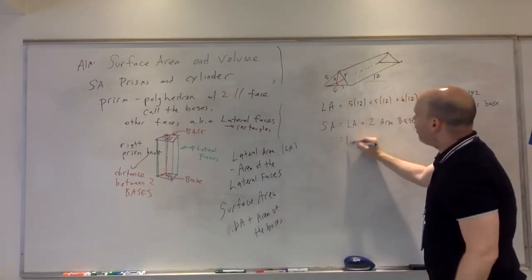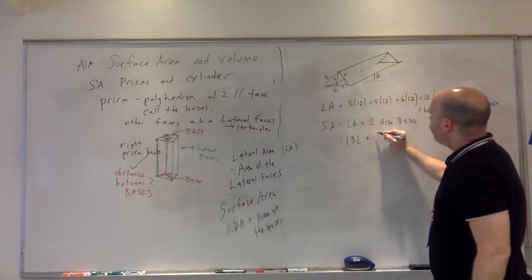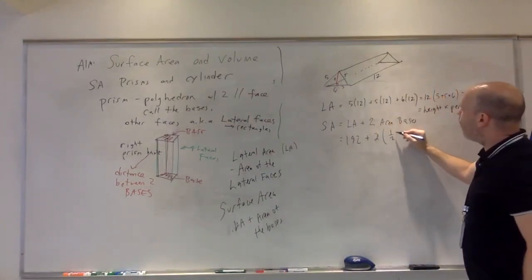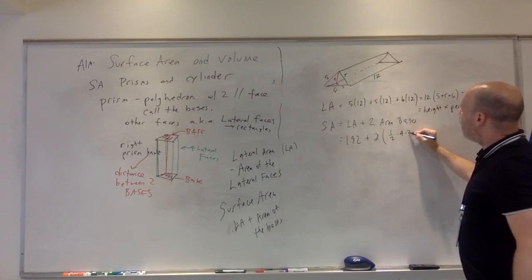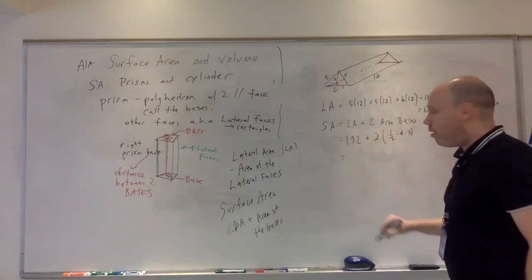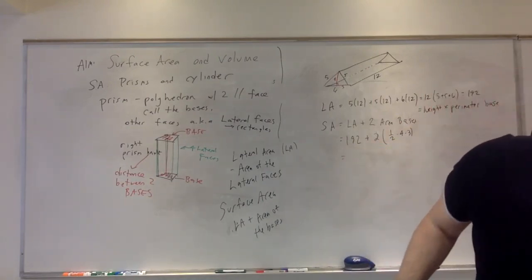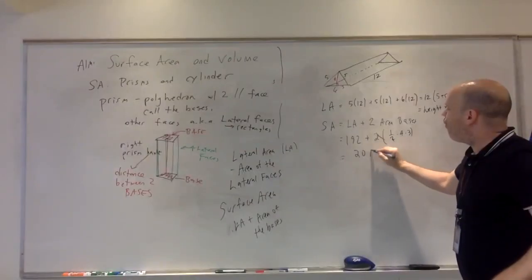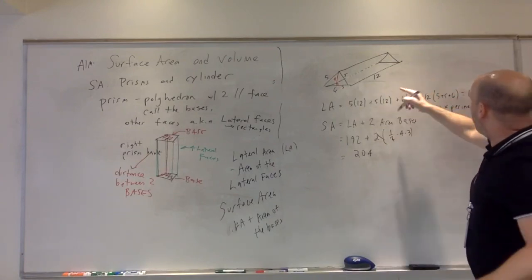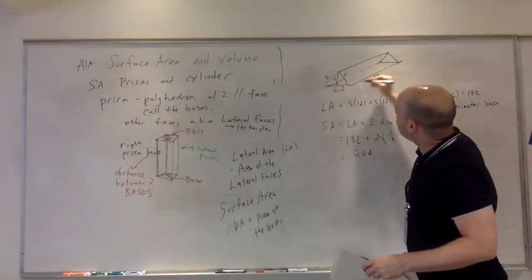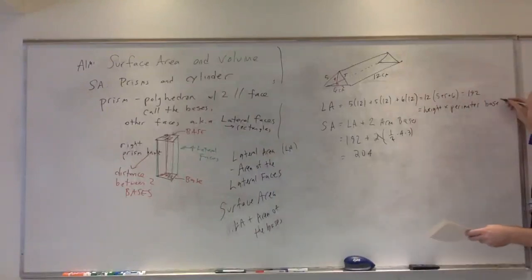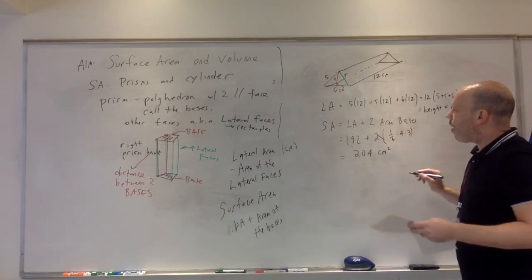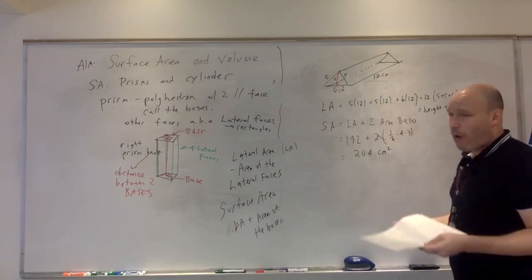So we have 192 plus 2 times the area of a triangle, which is 1/2 the base times the height. Final answer, 204. And if this is in centimeters, then the area is 204 centimeters squared. Okay, let's move on.